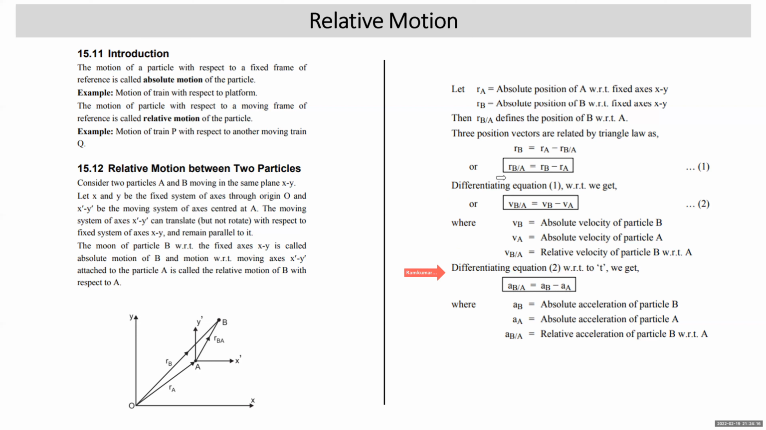And normally if the motion of the two particles is in one direction, then we can directly get the relative position, velocity or acceleration. But if they are moving in different directions in the plane, then we have to take the help of vectors to find the relative position, relative velocity or relative acceleration of one particle with respect to the other.